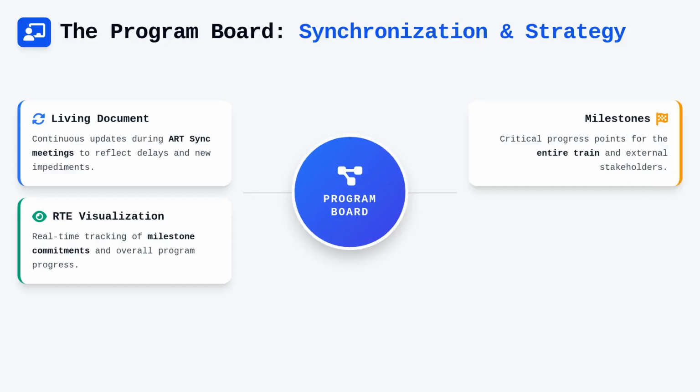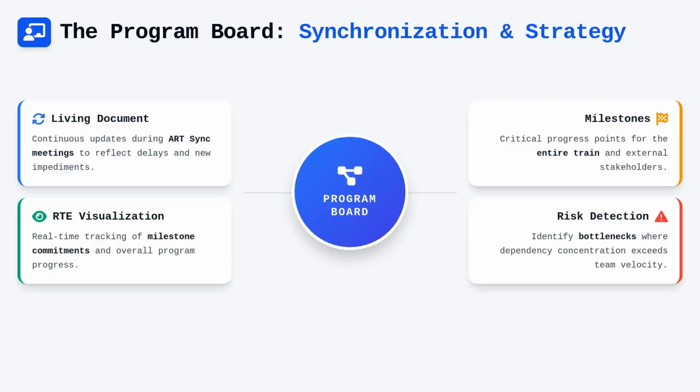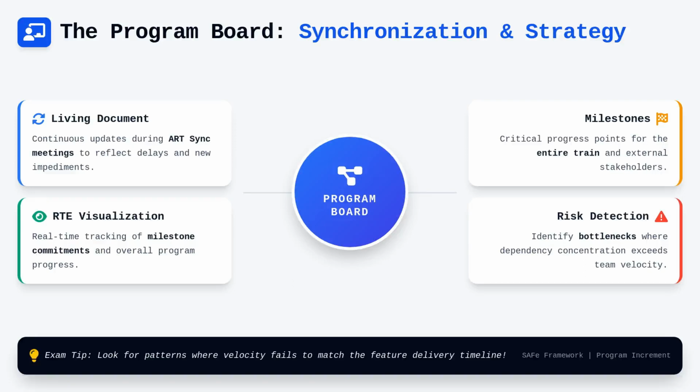Milestones are distinct from team-level tasks because they represent critical progress points that concern the entire train or external stakeholders. You should be able to look at a complex board and immediately identify whether a team is likely to miss a milestone based on the concentration of dependencies. When interpreting these boards for an exam scenario, remember that the goal is to look for bottlenecks and patterns where team velocity fails to match the required feature delivery timeline.